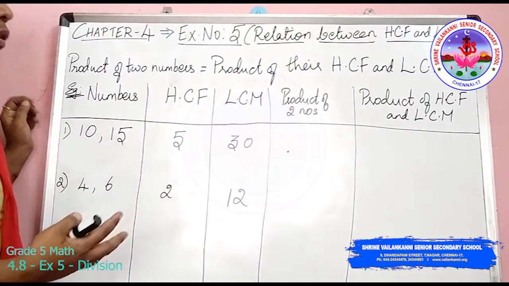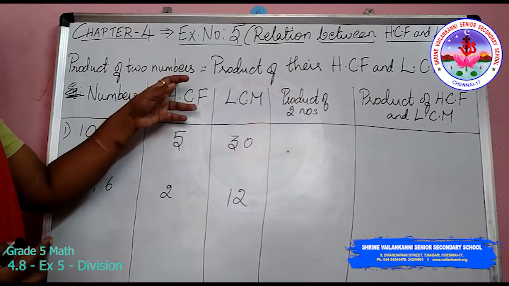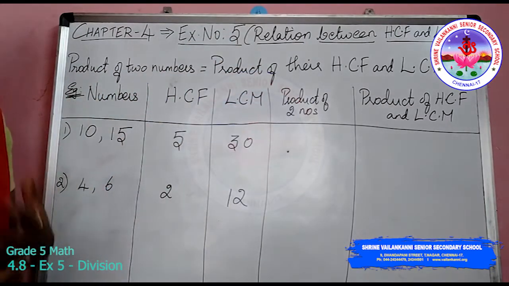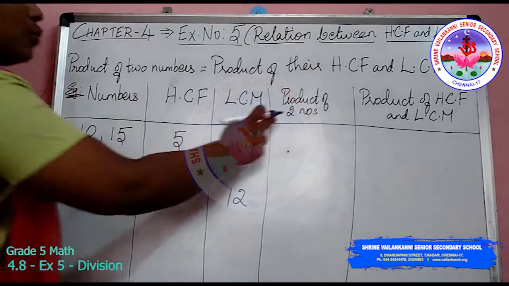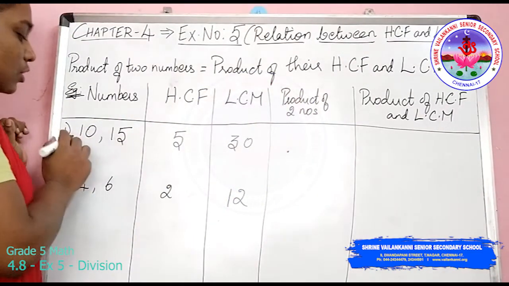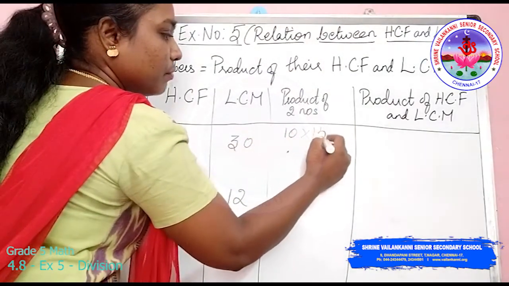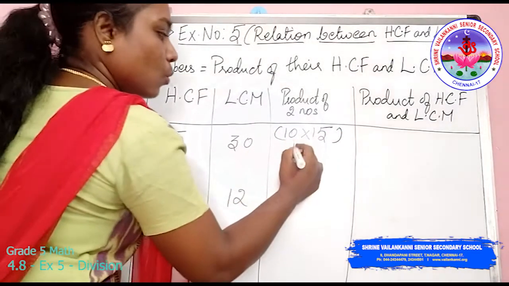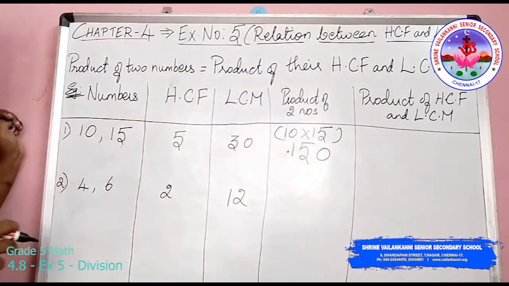Now, as per the relationship rule, the product of two numbers is equal to the product of their HCF and LCM. First we are going to see the product of two numbers, the first number and second number. We are going to multiply these two numbers, 10 into 15. What do you get if you multiply? 150. 10 into 15 gives 150.